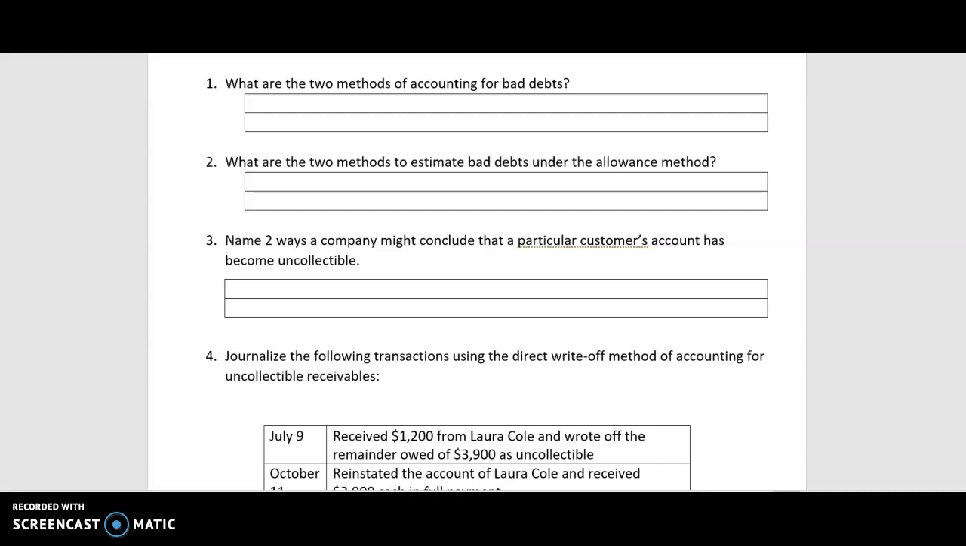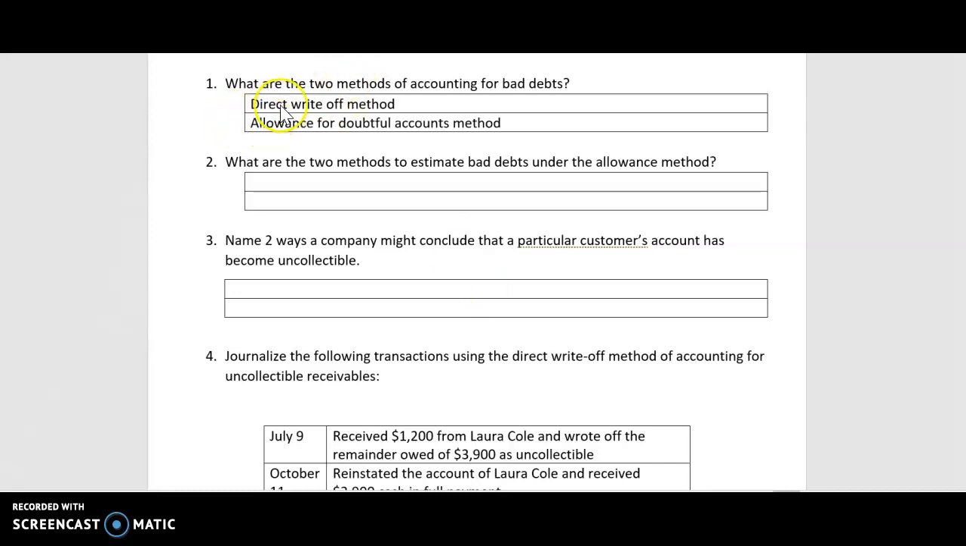Okay, let's talk about how to use this sheet as a way to review uncollectibles that we talked about. So what are the two ways of accounting for bad debt? We have two methods, and the first one is called direct write-off. We learned this one first, and we also learned that it is not in compliance with GAAP because it does not match the bad debt expense in the same period as we record the sales. So if we need to use GAAP rules, we will use the allowance method.